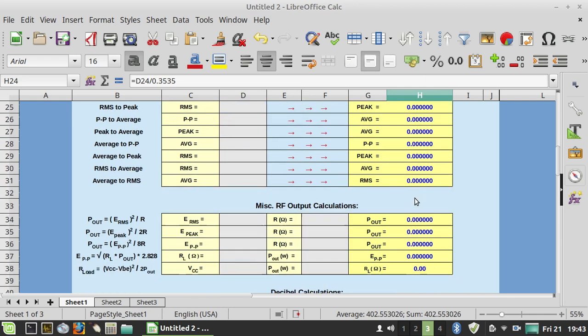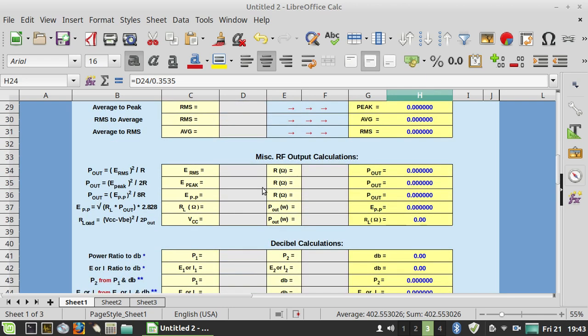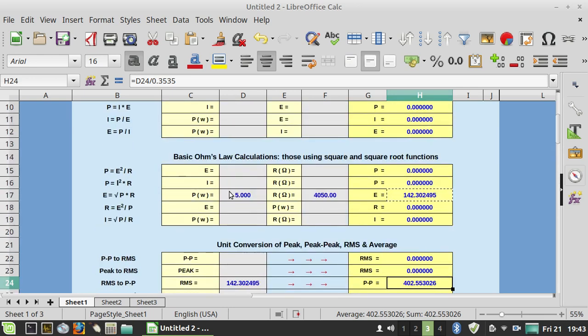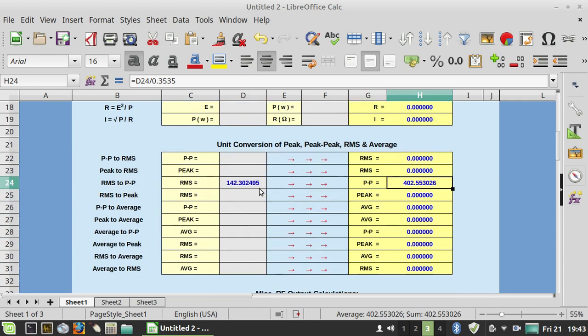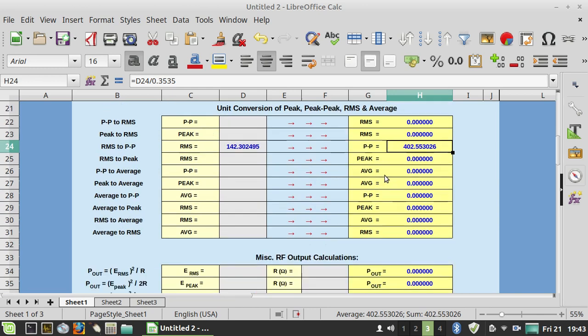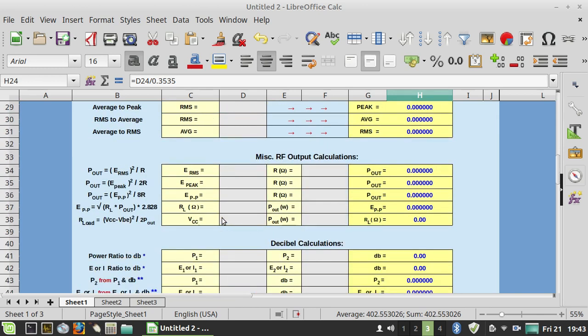The next section, miscellaneous RF output calculations. I use this, like I said, see what we did up above here. We converted power and impedance to RMS voltage, converted RMS voltage to peak voltage. I can do that in one whack here. RL, my load resistance, 50 ohms, my power is 5 watts, and you'll see that I've got the same result, 402 volts peak to peak at 5 watts.